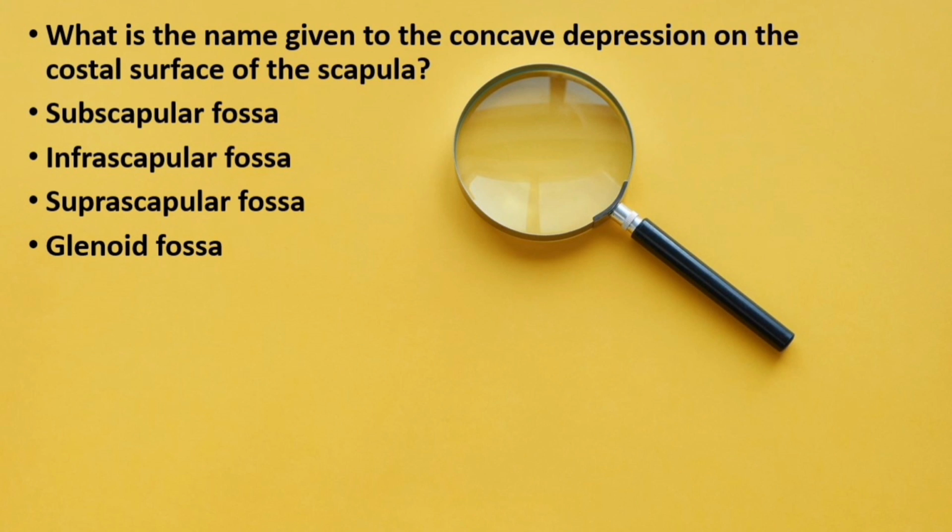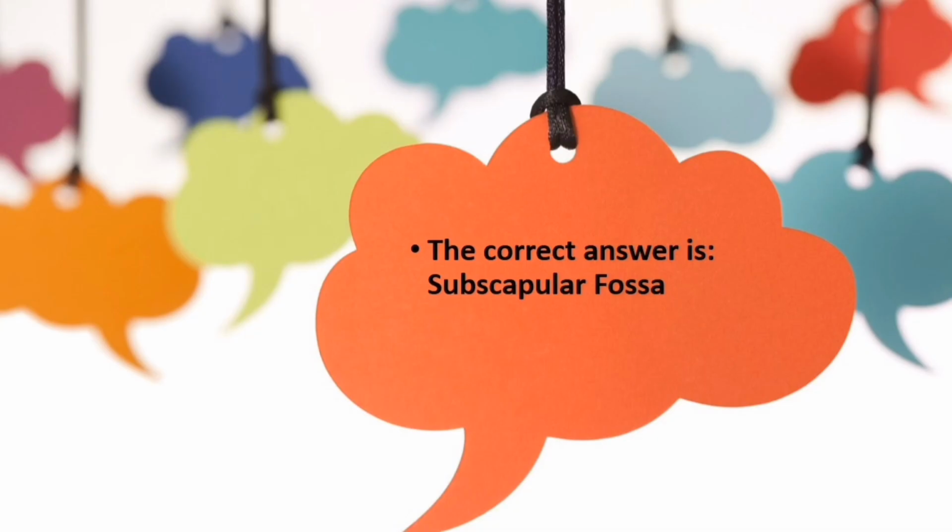Quiz. What name is given to the concave depression on the costal surface of the scapula? Subscapular fossa, infrascapular fossa, suprascapular fossa, glenoid fossa. The correct answer is subscapular fossa.